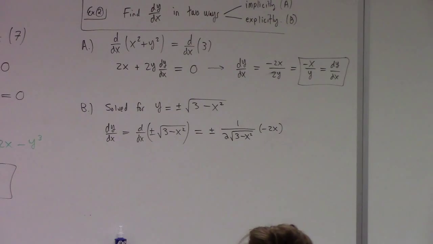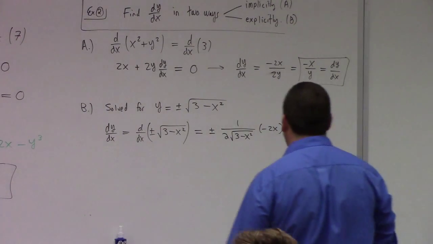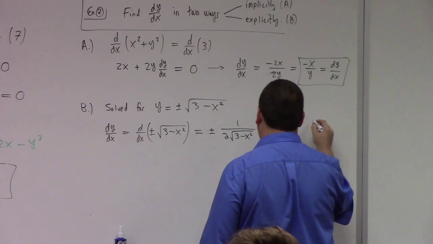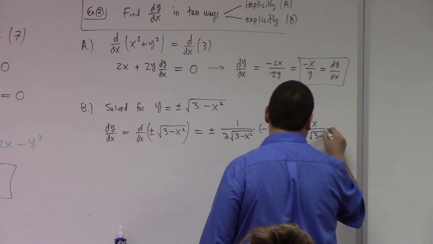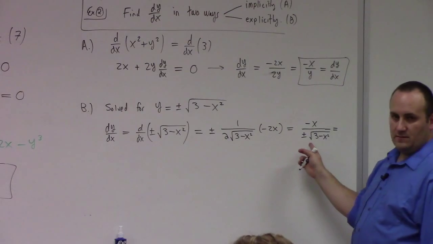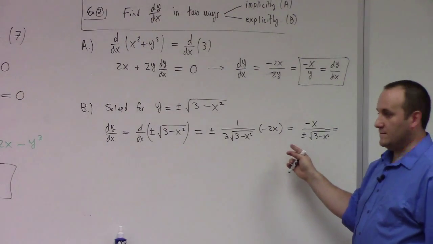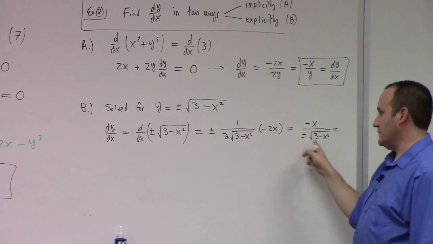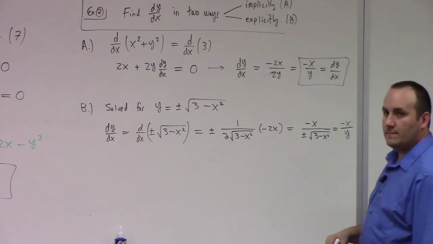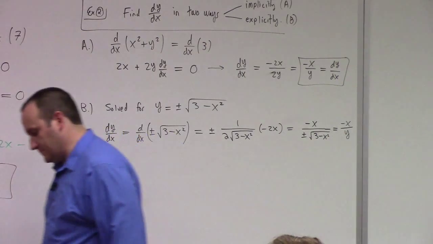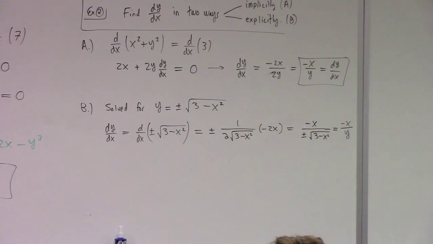So then what? Can you simplify this? This is just minus, well, it's minus x over plus or minus the square root of 3 minus x squared, which is what? What was y? Math is math. If we do the calculation in a different way, we should still get the same answer. Will you ask us to do one of the same problem explicitly and implicitly? Probably not.